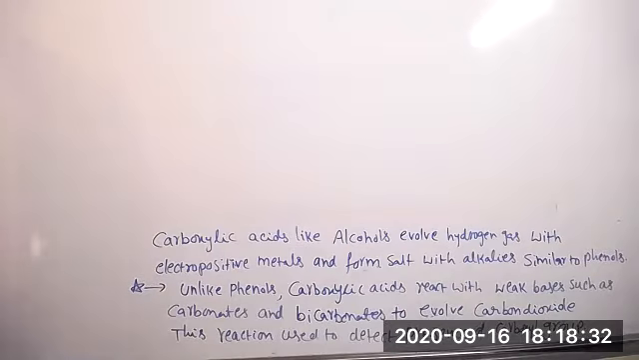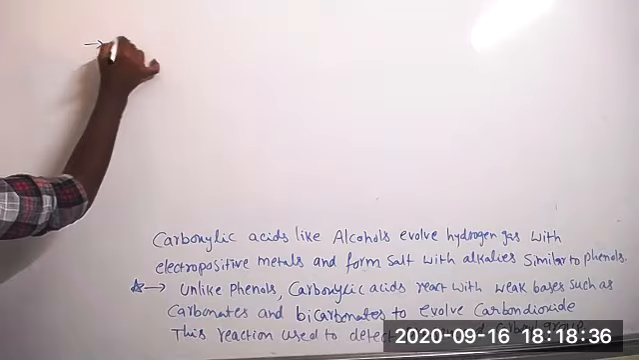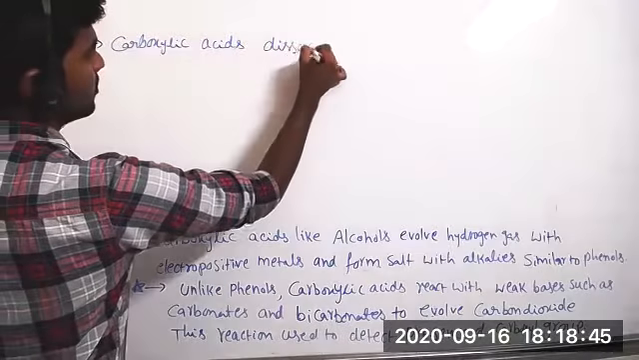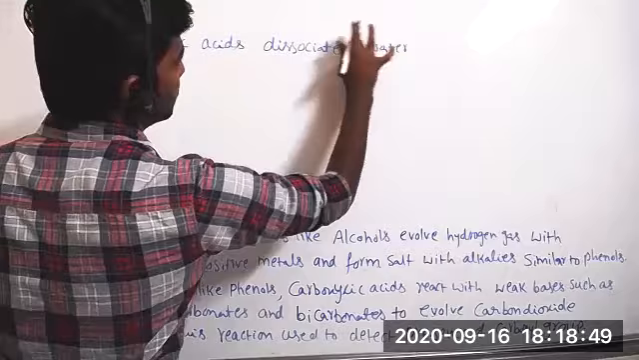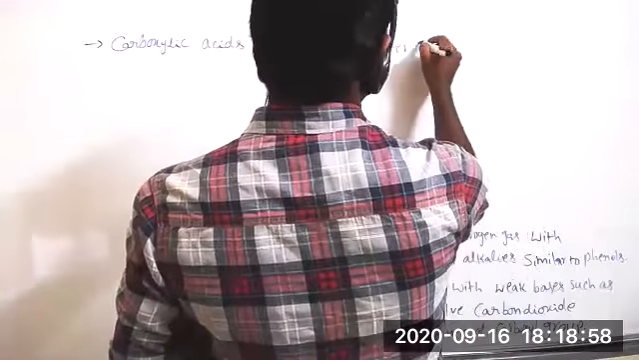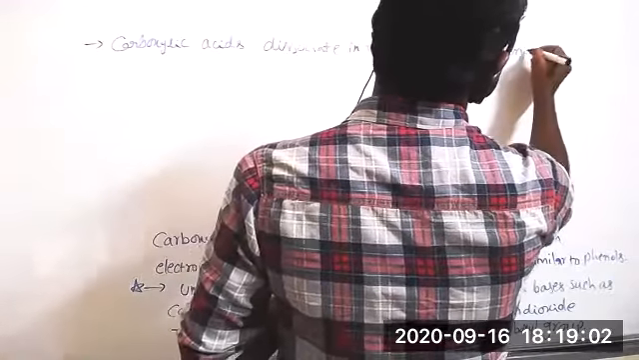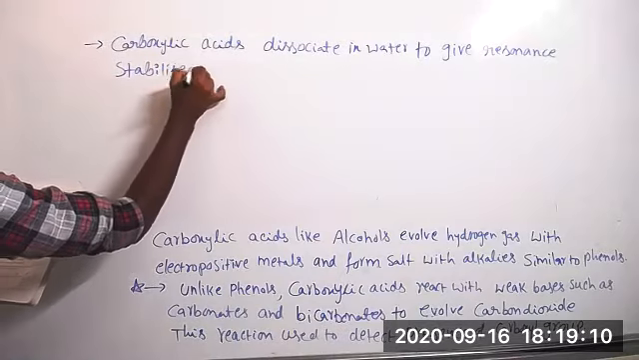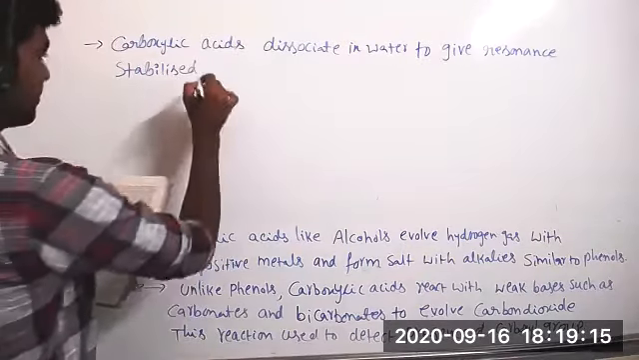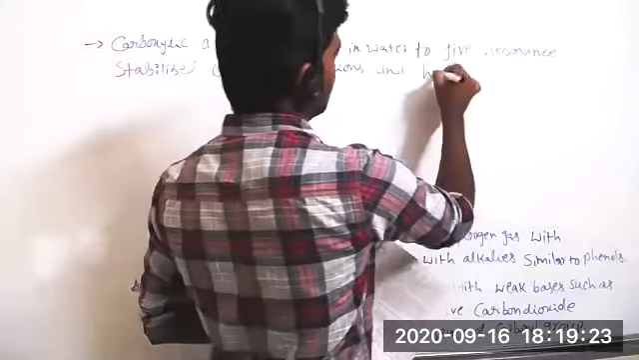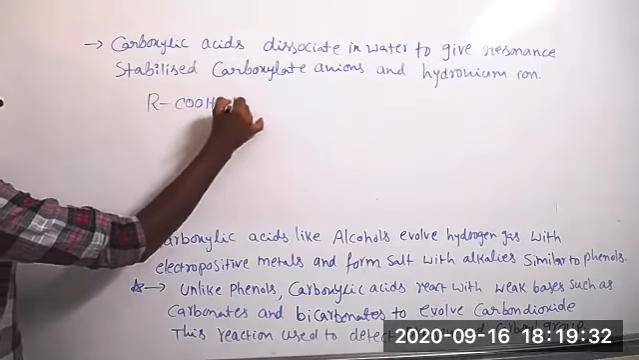Next, carboxylic acids dissociate in water to give resonance stabilized carboxylate anions and hydronium ion. The carboxylic acid in water.